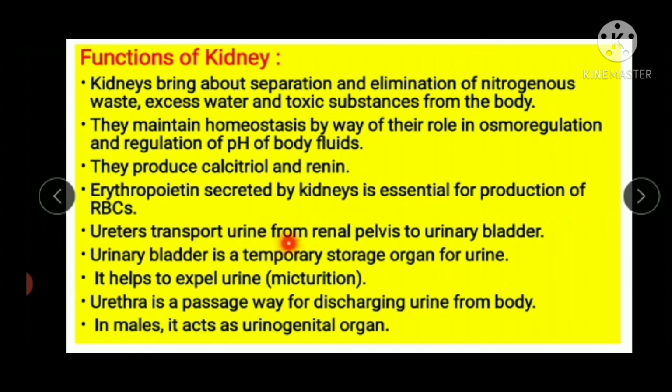The ureter transports urine from the renal pelvis to the urinary bladder. The urinary bladder is a temporary storage organ for urine. It helps to expel urine, and the process is called micturition. The urethra is a passageway for discharging urine from the body. In males, it acts as a urinogenital organ.